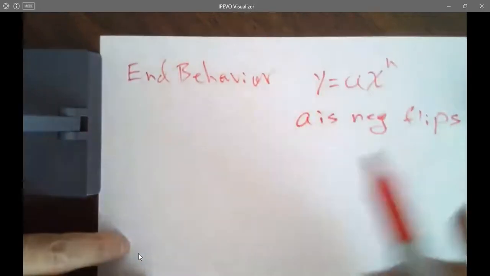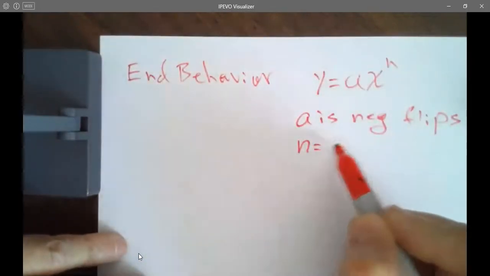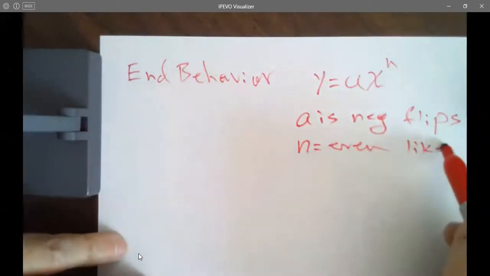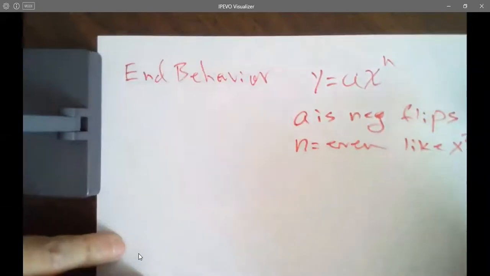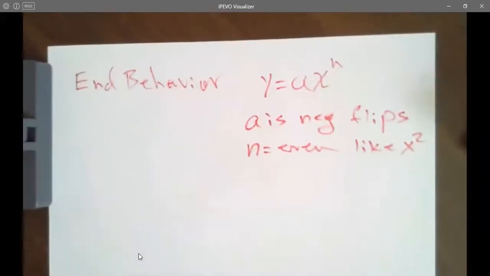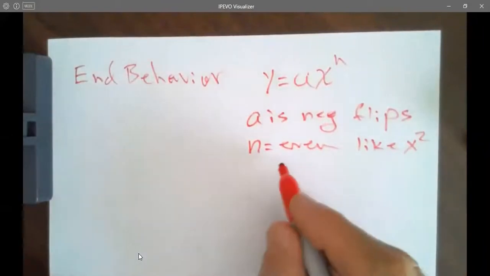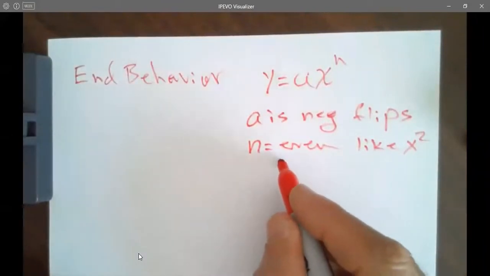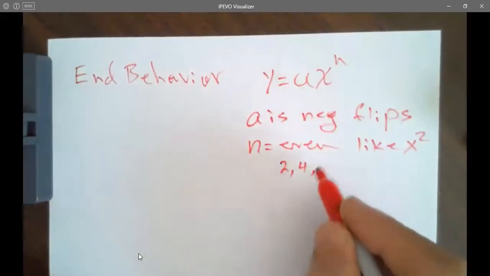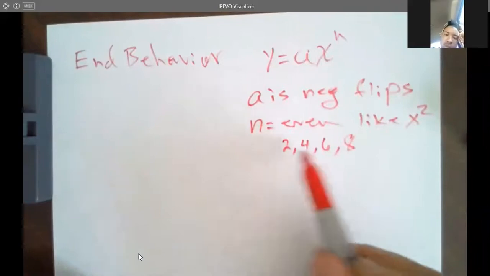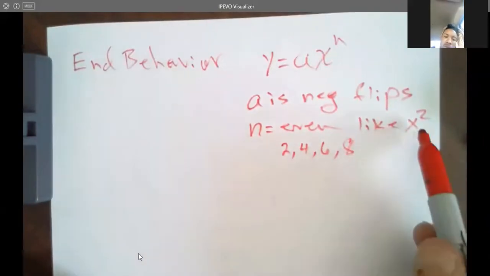Okay. If n is even, then it behaves like x squared. Well, x squared is even. Okay. This is even. So anything like squared, fourth, sixth, eighth, anything with an even power, it's going to behave like x squared.